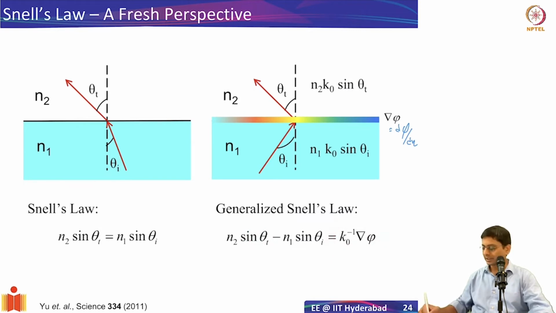So we said this gradient of phi is d phi by dx. So I need to have the appropriate units to make it unitless. So I should have lambda by 2 pi. So that's why I'm putting a k naught here. Okay. So this is essentially my generalized Snell's law.